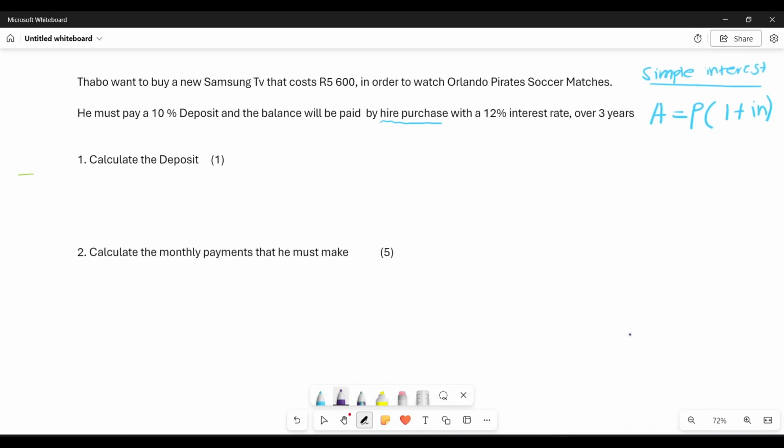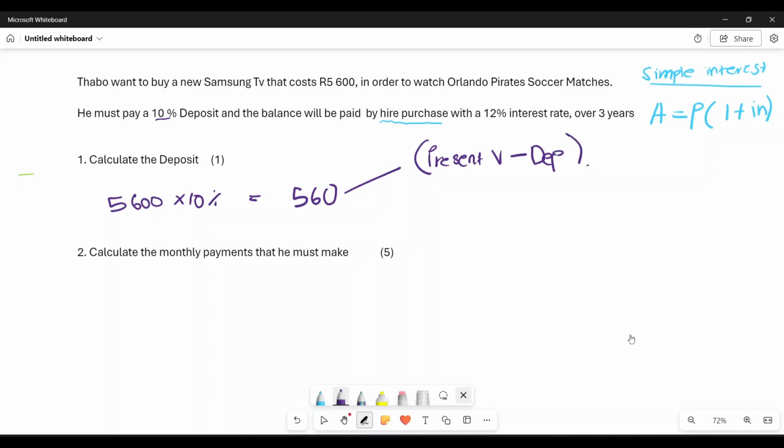Now, we need to calculate the deposit. The deposit must be 10%. To calculate my deposit, I'm simply going to say 5,600 multiplied by 10%, or 10 over 100. Punching this into your calculator, the deposit that this person needs to pay is 560. Remember, what are we going to do with this deposit? Always, your deposit, you need to subtract it from your present value.